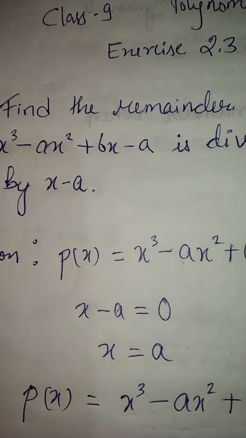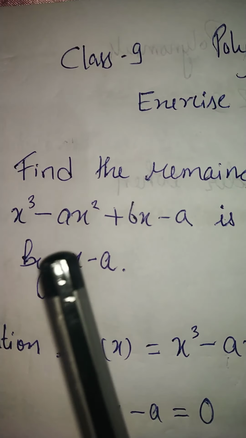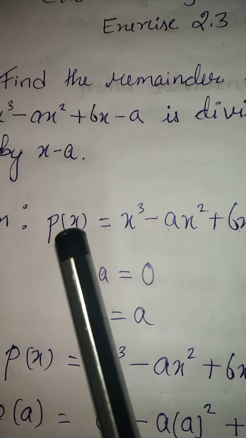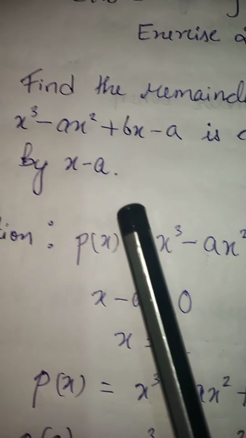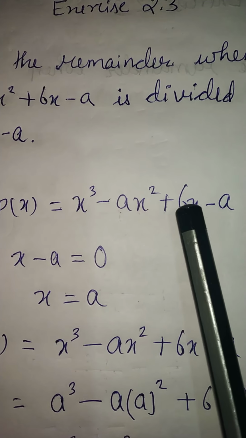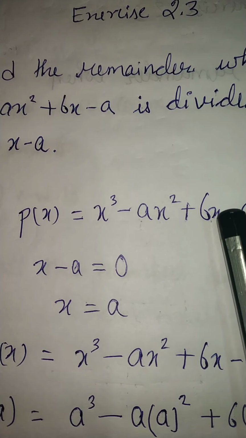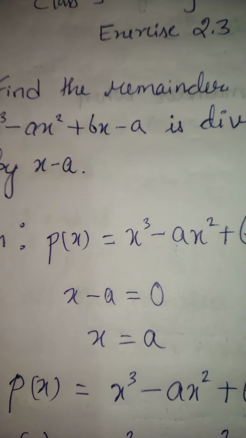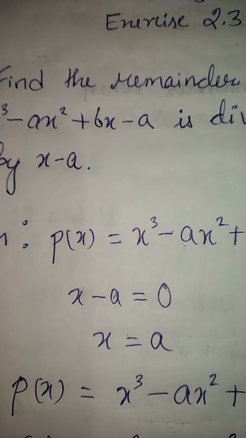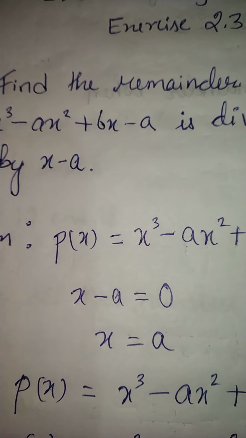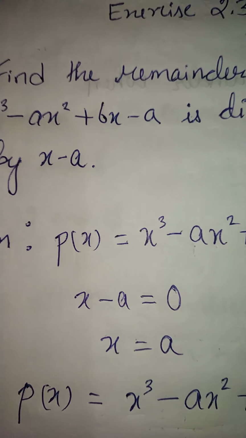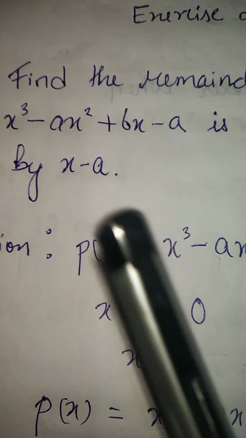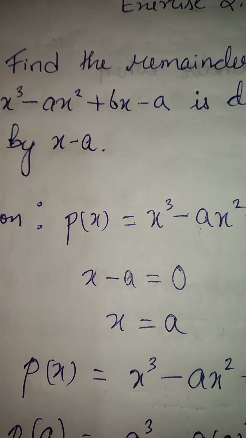Is it clear? Now first we'll write down the polynomial, and our polynomial here, this is the dividend, right? So what is the dividend here? p(x), which is equal to x cube minus ax square plus 6x minus a. Now students, to find the remainder we have to use the remainder theorem, and according to the remainder theorem we have to find the constant term or the real number from the divisor, isn't it? So this is the divisor here, x minus a. So we'll find out the real number.